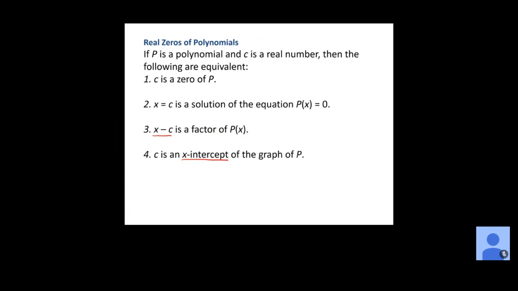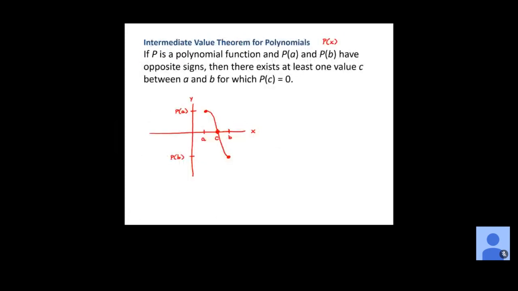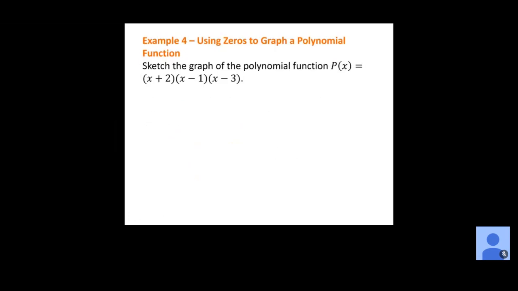So what we can do now is take each one of those factors and set them each equal to 0, and that's going to tell us where our x-intercepts are for this graph. Since it's already in factored form, all we have to do is take each one of our factors and set them equal to 0. So x plus 2 equals 0, x minus 1 equals 0, and x minus 3 equals 0. Then we just solve each one of those.